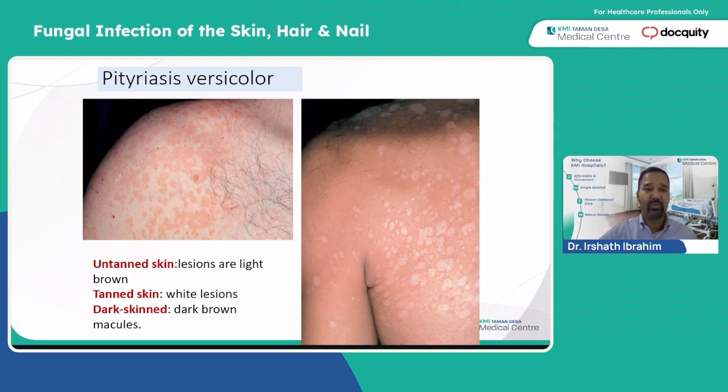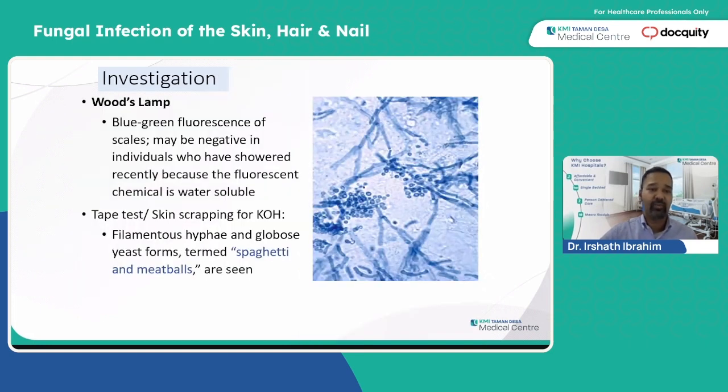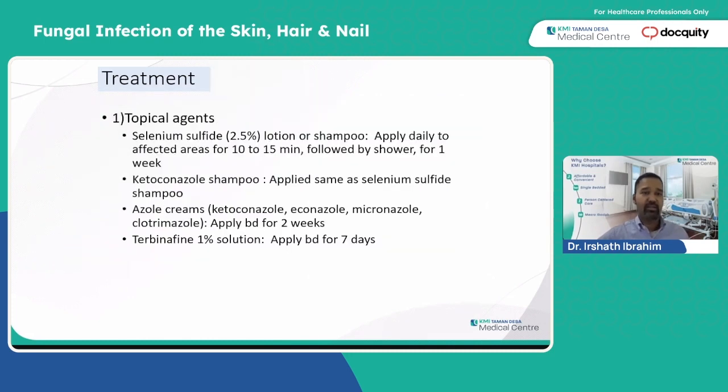If you have a Wood's lamp, it would fluoresce blue-green in color. And you can even do a tape test if you have a microscope in the clinic. It will give this spaghetti and meatball appearance, which is the filamentous hyphae and yeast forms. So these are the topical agents that we can use for pityriasis versicolor. Let me just show you this chart instead.